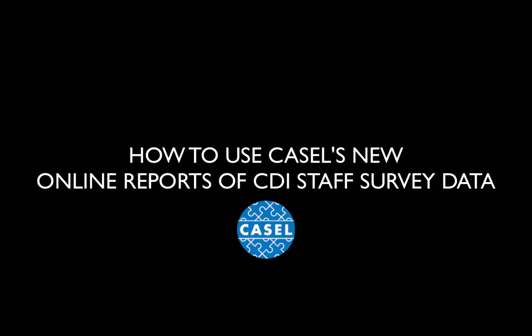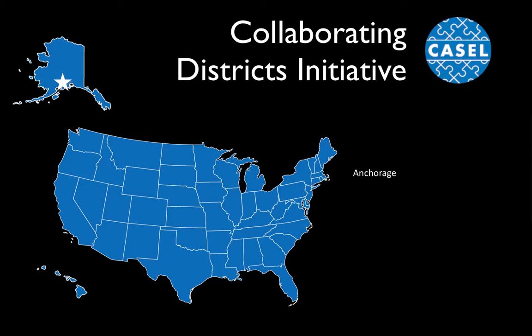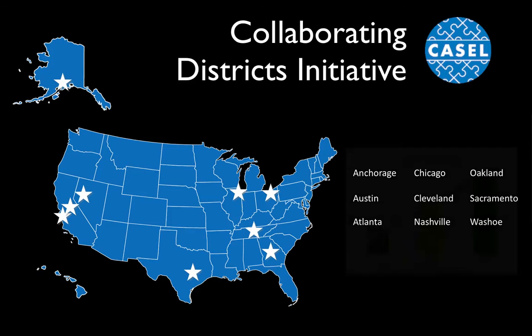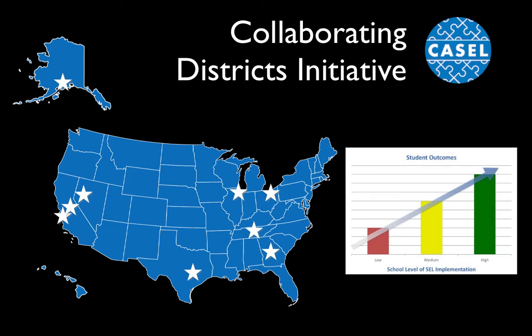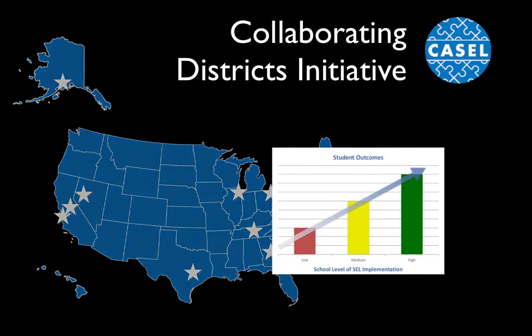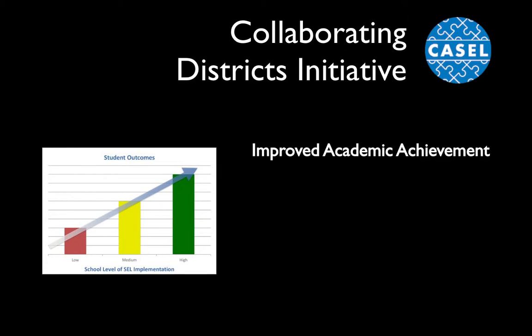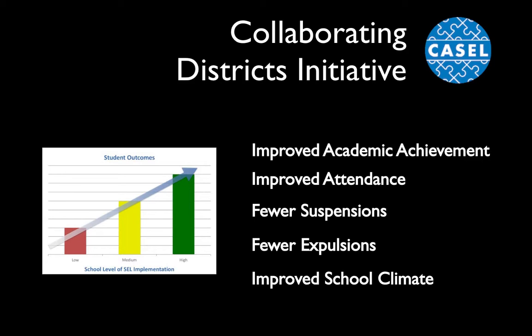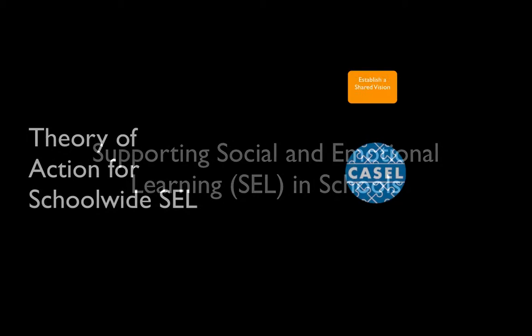Pioneering school districts in Castle's Collaborating Districts initiative are placing social and emotional learning among their highest priorities. These districts already know what research is now showing, that developing their students' social and emotional skills leads to improvements in things like academic achievement, improved attendance, fewer suspensions, and fewer expulsions, while also improving critical school outcomes such as school climate.